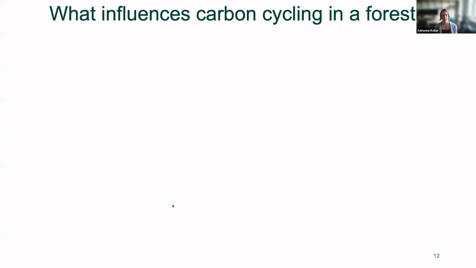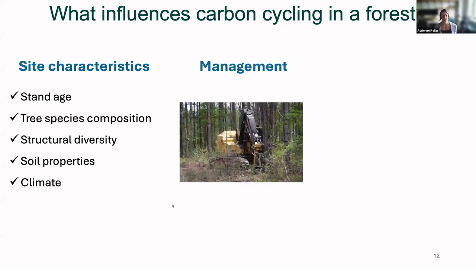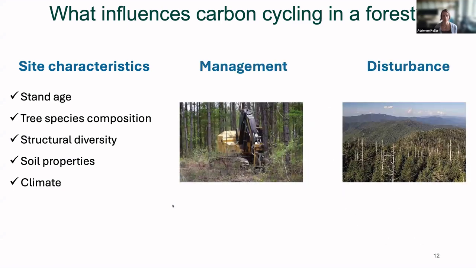All right. So now I want to talk about what influences carbon cycling in a forest. And we're going to walk through a couple of different site characteristics that can influence how carbon cycles through a forest. And you might apply this to thinking about your own site. And these site characteristics really pertain to ecosystems beyond forests as well. So we're going to talk through these site characteristics, and then we're going to consider how management as well as disturbance interact with each other to drive carbon cycling in our ecosystems.